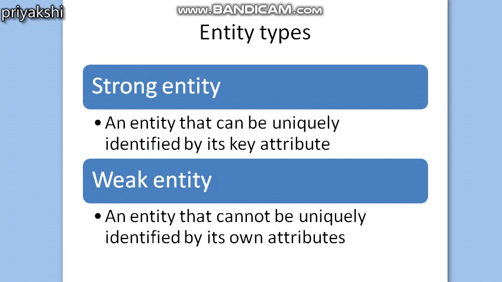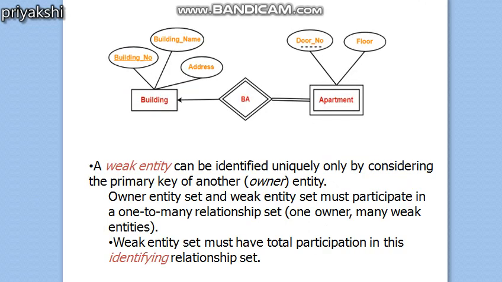Whenever you are going to represent a weak entity and a strong entity, suppose this particular entity, building, has a building number, so it has a key attribute. Using this key attribute we can uniquely identify a building, so it is a strong entity, and a strong entity is represented in a single rectangle like the normal entity, and this apartment is a weak entity. I will tell you why it is a weak entity.